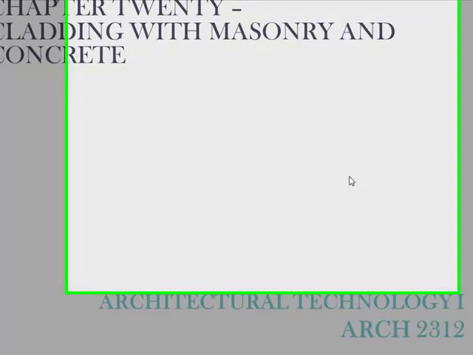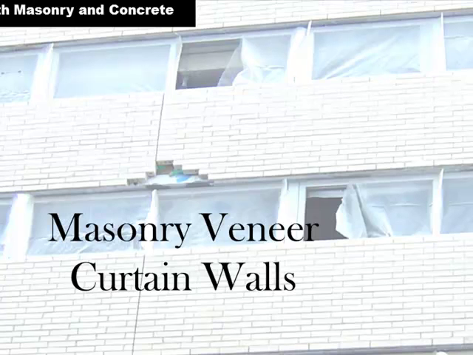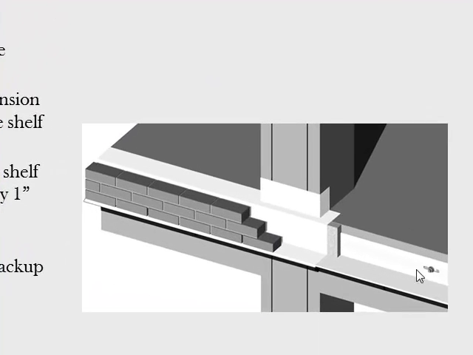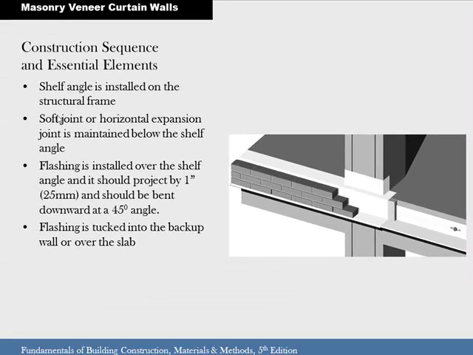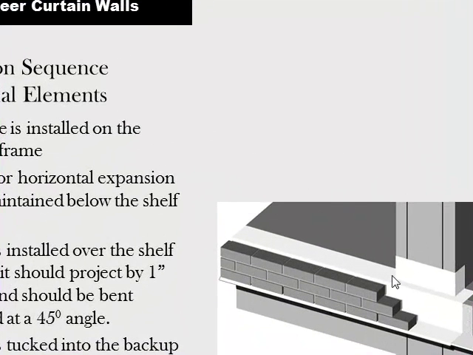So now we're moving into chapter 20, cladding with masonry and concrete. Just like you can clad with glass and steel panels, you can also do it with masonry and concrete. You can have pre-manufactured masonry veneer curtain walls. Typically you'll have your structure, your columns and your concrete and steel behind, and then you'll have a shelf angle that the brick sits on, and then they just do it story by story.